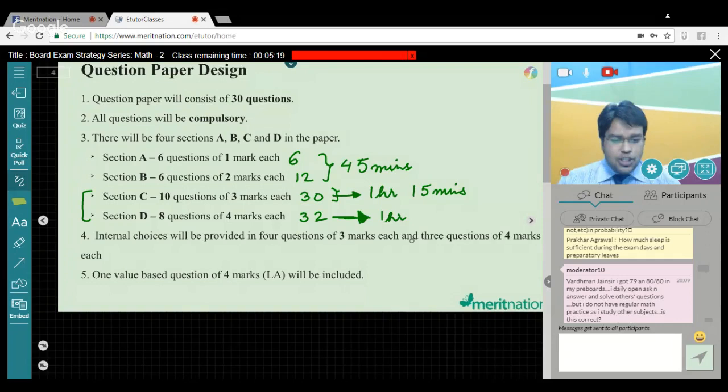Prakhar is asking how much sleep is sufficient during the exam days and preparatory leaves. Prakhar, I'm sure that sleep is something that we all require, and we tend to be over optimistic about the timetable, and then we tend to break the timetable, break the routine, and then go back to our usual cycle. So set a very realistic goal that you need at least 7 to 8 hours of sleep.